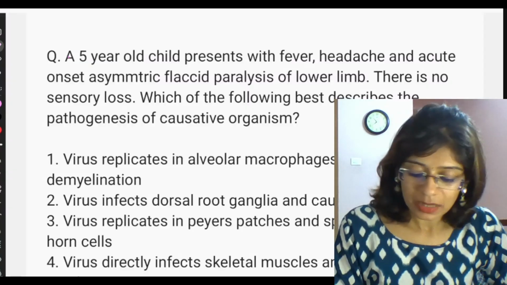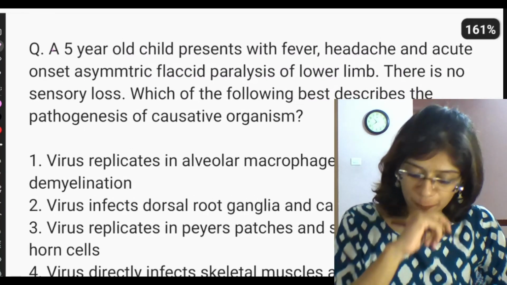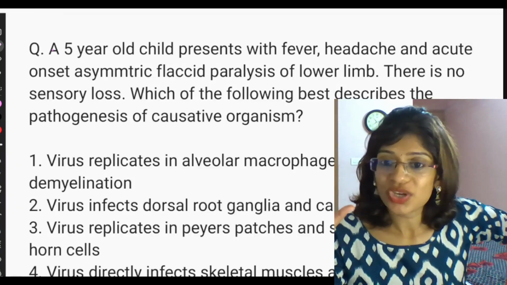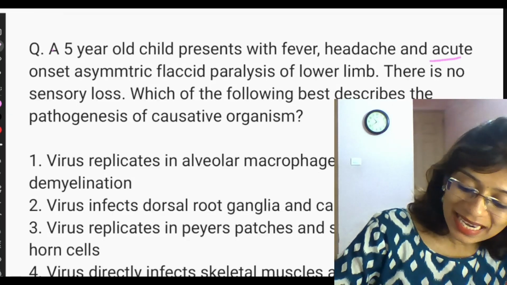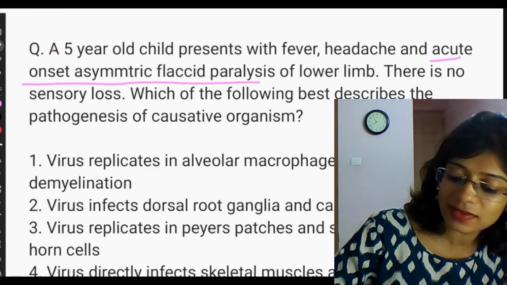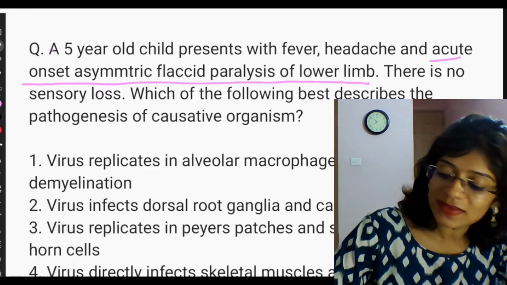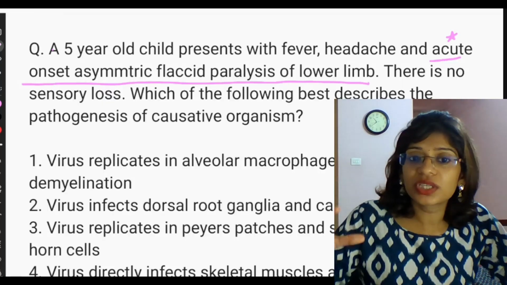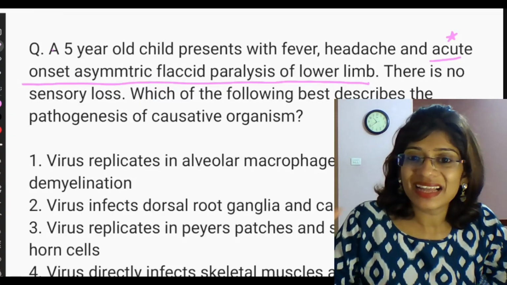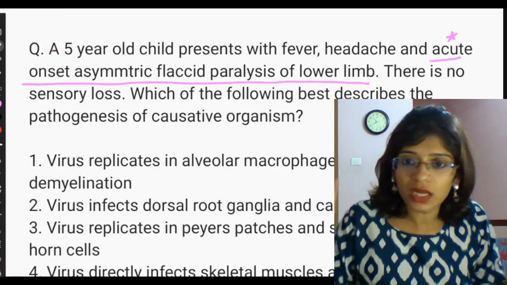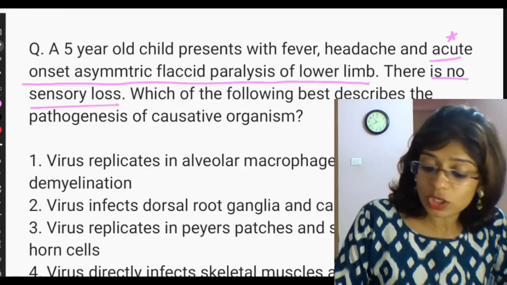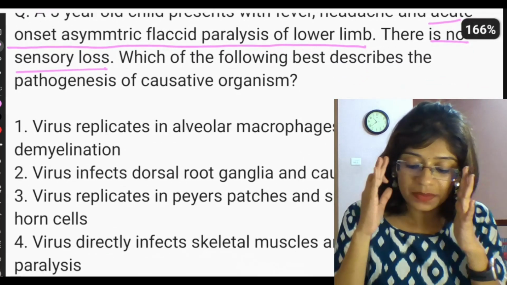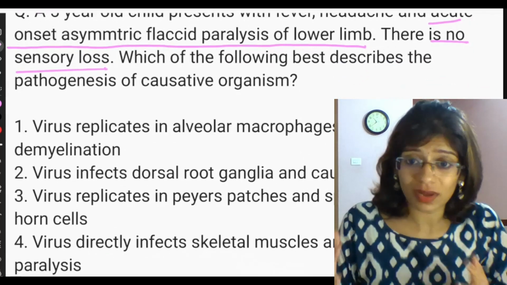Okay, the NEET PG previous year question. Let's start. A 5-year-old child presents with fever, headache and acute onset asymmetric flaccid paralysis of the lower limb. See, this is the catchword: acute, asymmetric flaccid paralysis of the lower limb. There is no sensory loss. Which of the following best describes the pathogenesis of the causative organism?